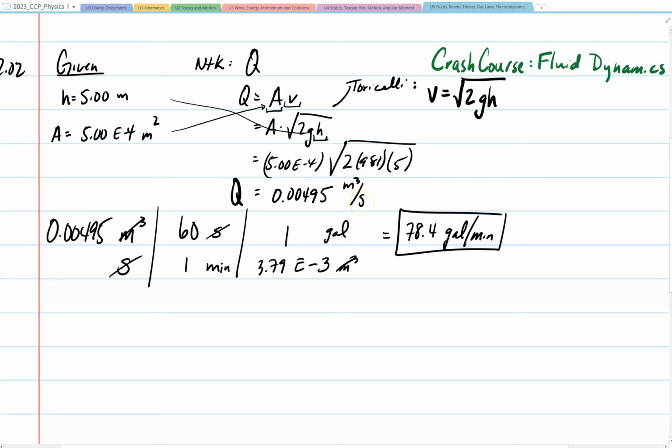Now, the problem does ask us to find what this flow rate is in gallons per minute, so we just need a simple conversion there. We can convert our seconds into minutes by multiplying by 60, and then we can convert from cubic meters into gallons by dividing by 3.79 times 10 to the negative third. Another option here, though, is instead of dividing by this small decimal, in class we recognized that there are about 264 gallons per 1 cubic meter, so we could have multiplied by 264 as well. And in either case, we obtain a result of about 78.4 gallons per minute.